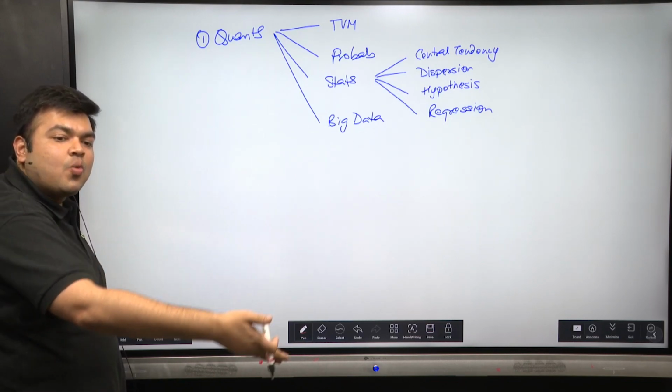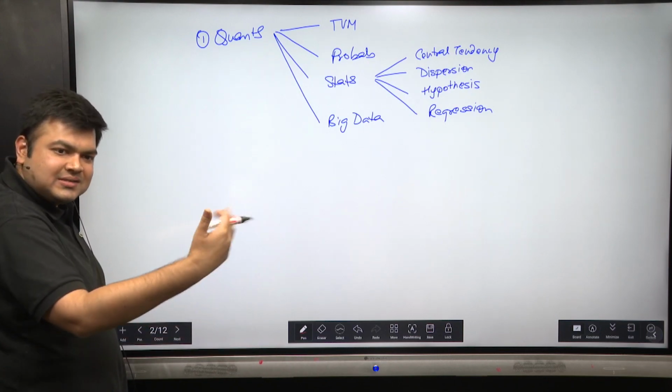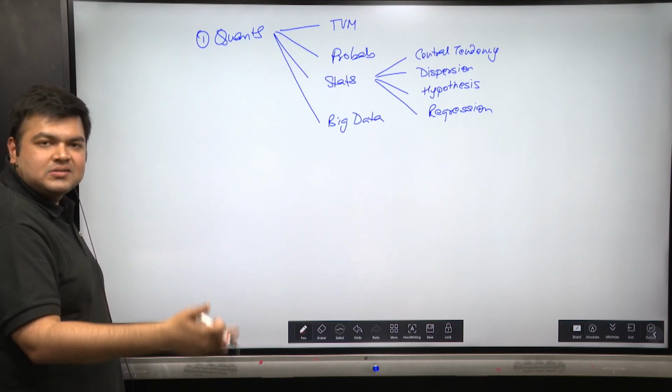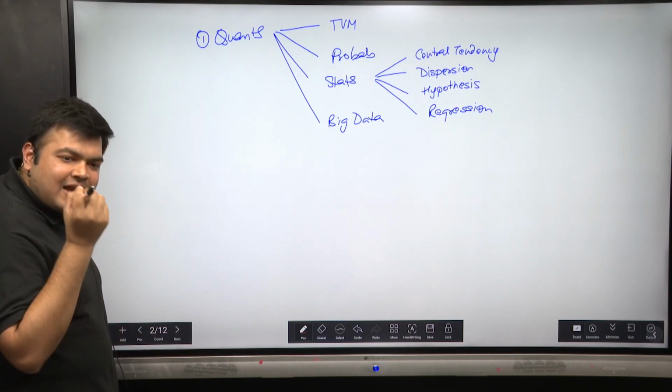Whether the FD is giving you quarterly interest, every 3 months you will get interest, is that better? Or every 1 year you will get interest, is that better? So you have to understand the nuances of money.